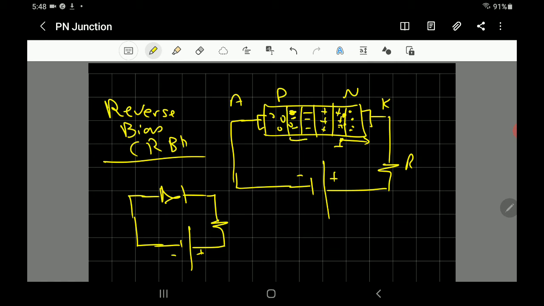So what you see now is the depletion layer is increasing. The potential barrier is increasing. And when the depletion region increases, it will prevent any electrons from crossing the boundary. And the diode will be off.